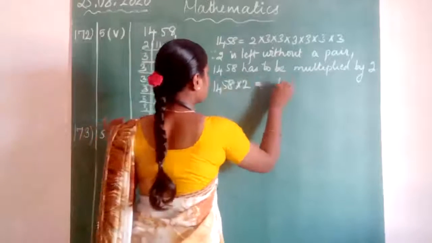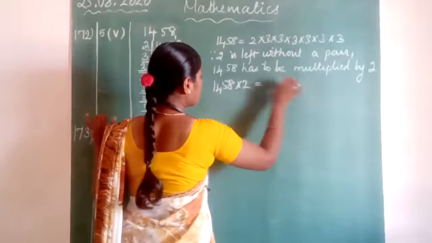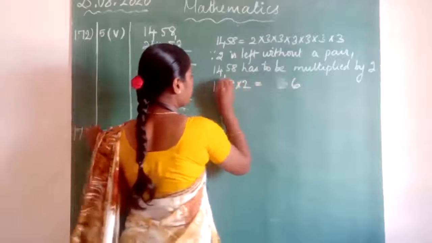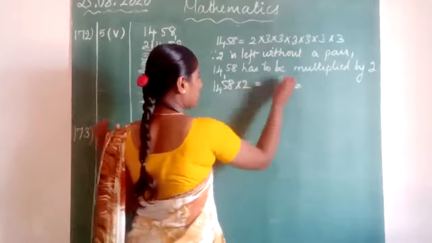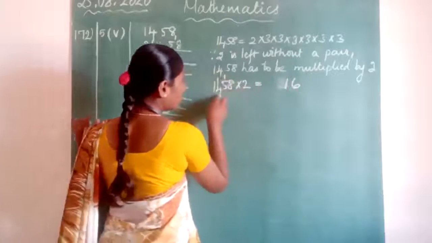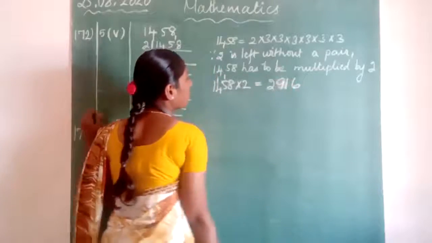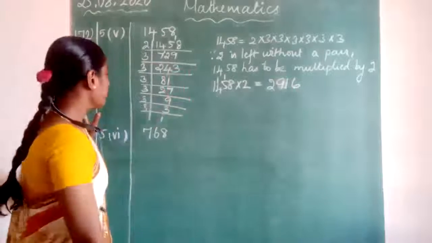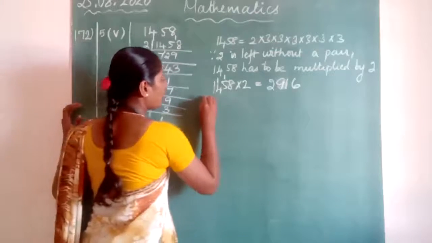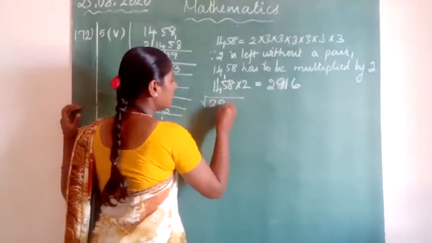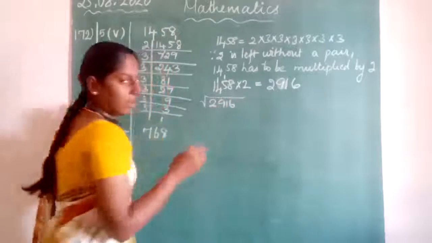2 8s are 16, 2 5s are 10 plus 1, 11, then 2 4s are 8, 8 plus 1, 9, 2 1s are 2. Is it clear? Then we have root of 2916. Okay, so you have 3 steps.